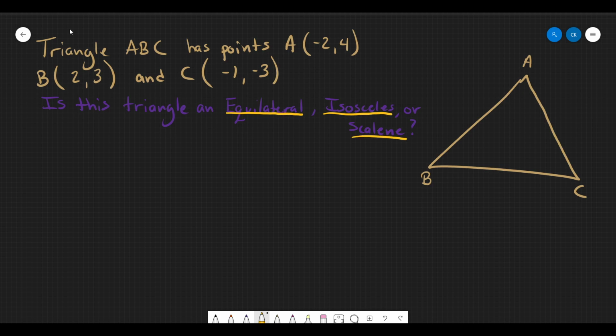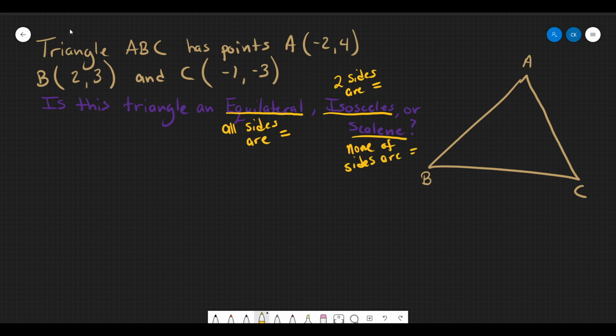Well, equilateral just means that all the sides are equal. Equilateral, they're all the same. Isosceles means that only two sides are equal. It doesn't matter what two. It could be side AB and side AC, could be BC and AB, could be BC and AC. Just has to be two of the sides. Scalene means that none of the sides are equal. Okay, so this is important.